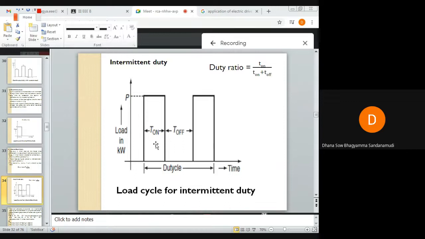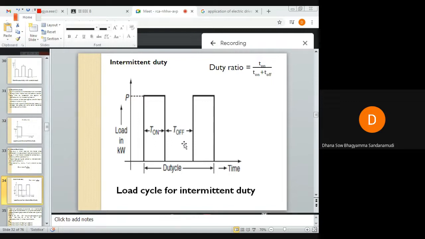When the load is on, the motor heats up during the period of T on, and during T off, the motor will cool down. So during T on it is the heating period, and during T off it is the cooling period.